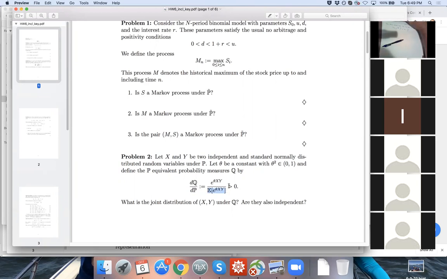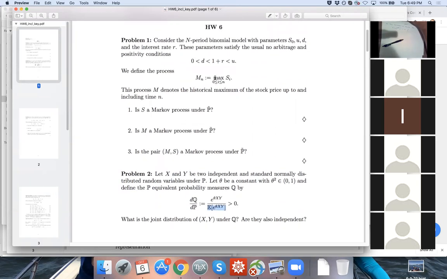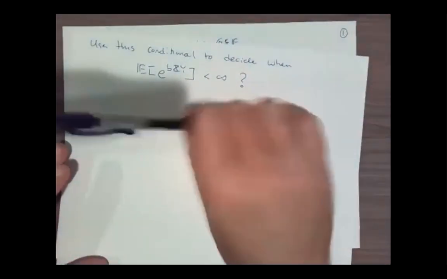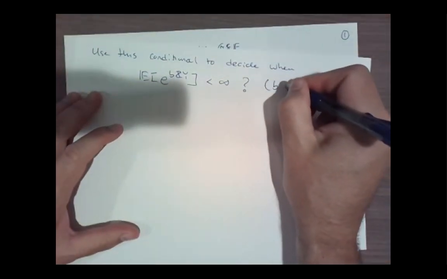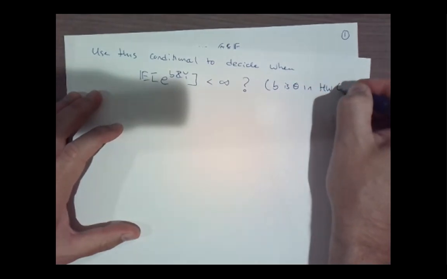Because if this is infinite, I'm not going to get something that is strictly positive. If this is infinite, I'm going to get 0 again. So this calculation we're doing now is part of your homework, number 6. So let me show you how to determine it. Here I call it B in the homework. So B is theta in homework 6.